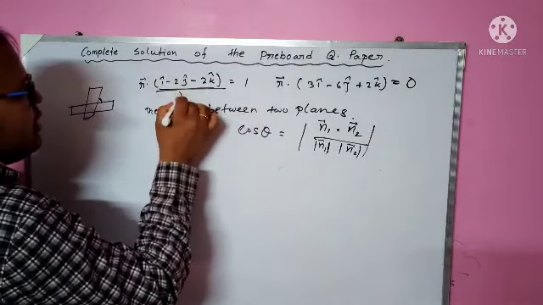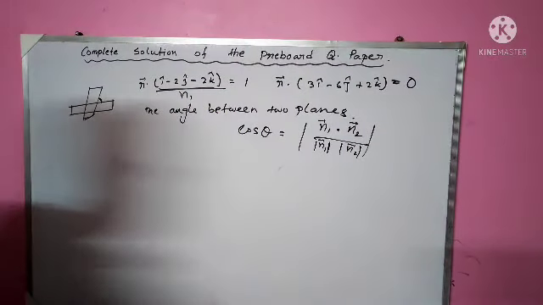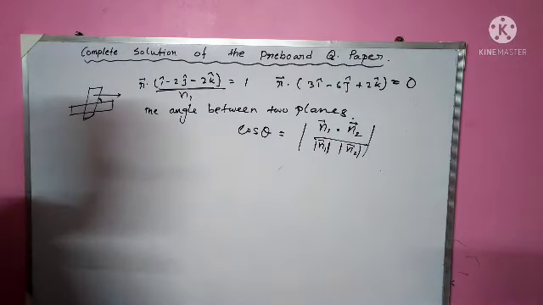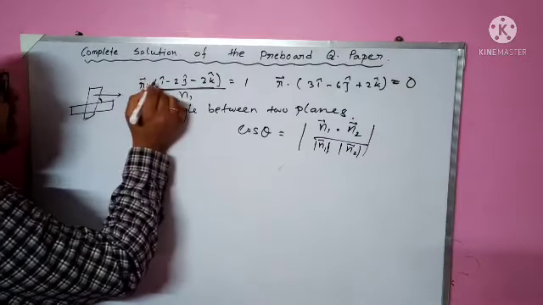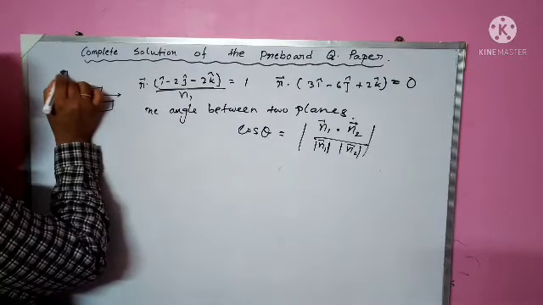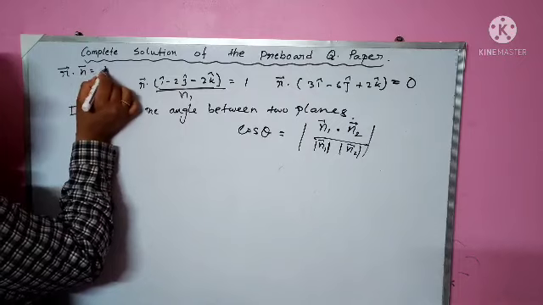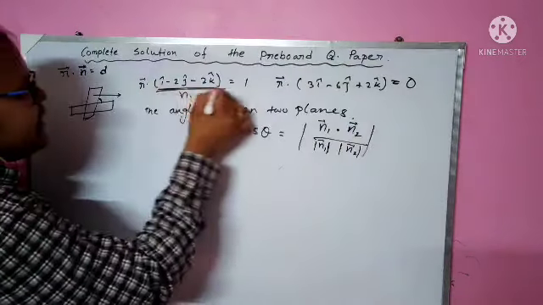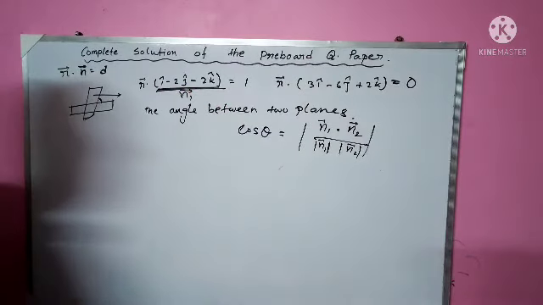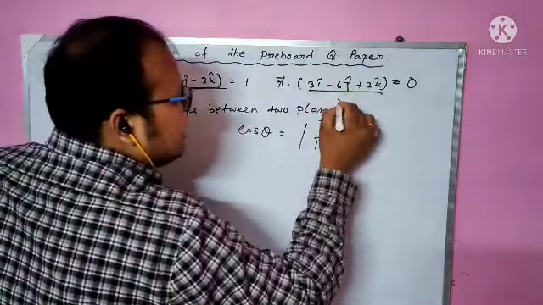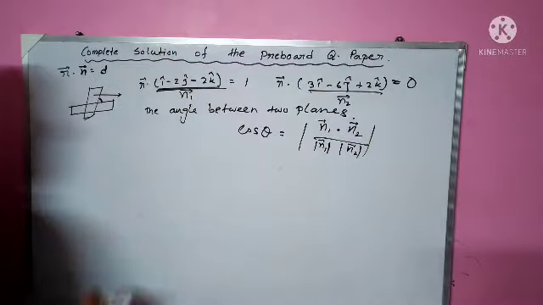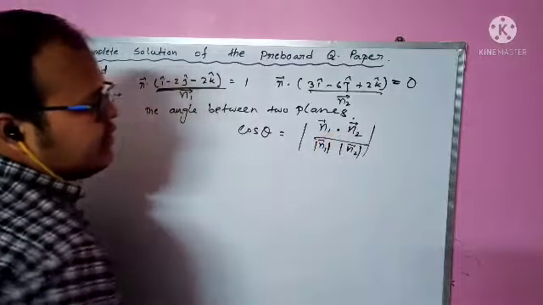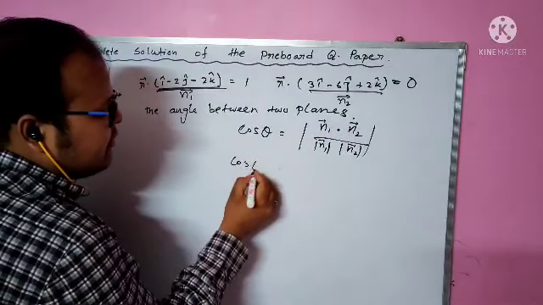Now, n1 and n2, where will we get them from? The n1 vector is the vector perpendicular to the given plane, the normal vector, and that is written with r dot n. The general equation of a plane is r dot n equals d. Here n is the normal to the plane, so n1 is the normal to the first plane and n2 is the normal to the second plane. We put the n1 and n2 values in the formula and obtain the value of theta.